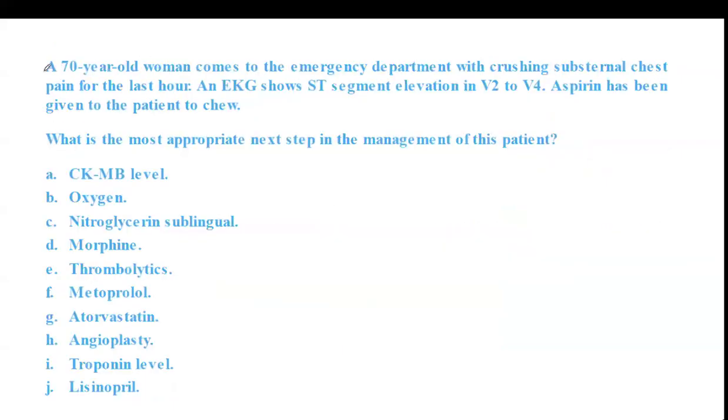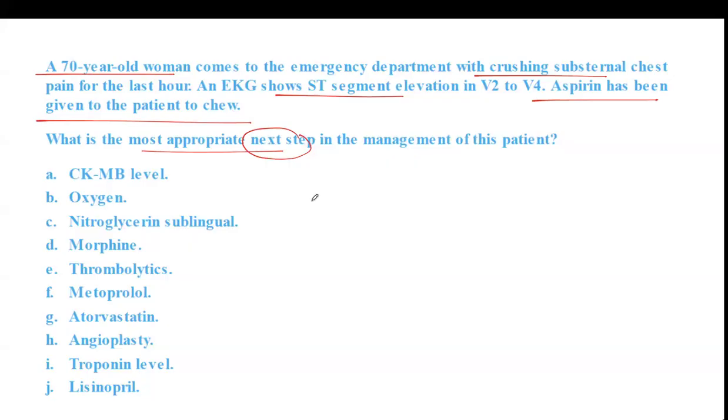Next, a 70-year-old woman, same patient, crushing chest pain, ECG shows ST segment elevation. You have already given aspirin. What is the most appropriate next step? This is what the question will be. CK, oxygen, see that everything is here. Nitroglycerin, morphine, thrombolytic, statin, angioplasty, troponin. What will you do next? This is where you will get confused in your exam. Do you want to give morphine? Do you want to give nitrate? Do you want to give thrombolytics? What's your best next step?